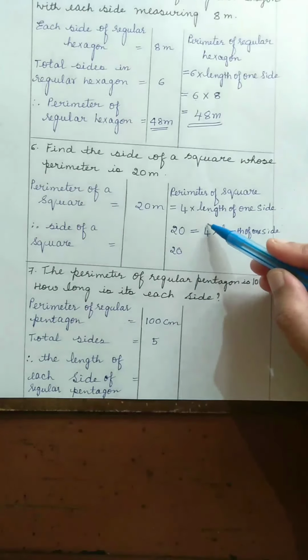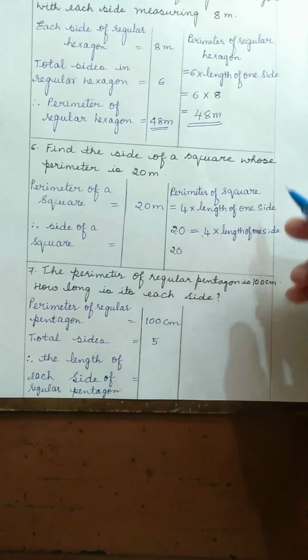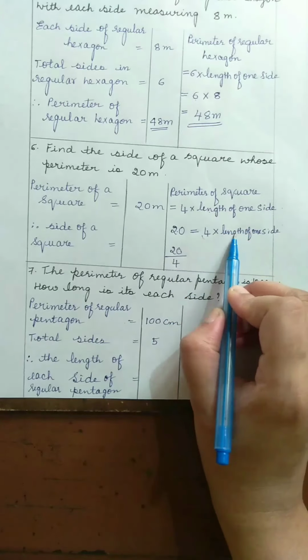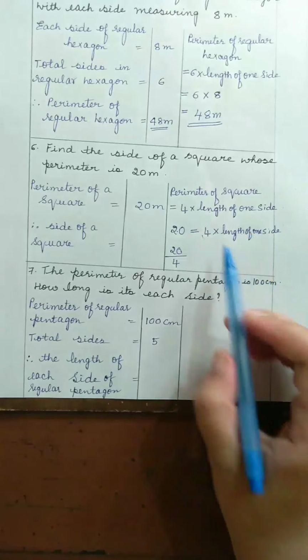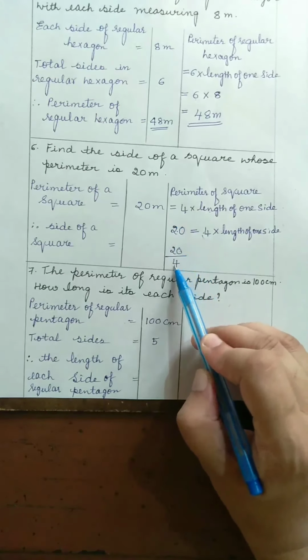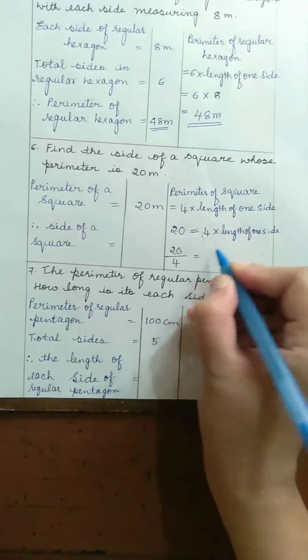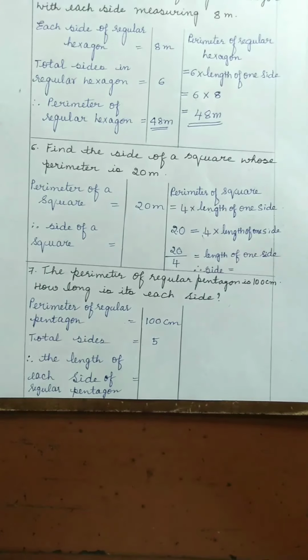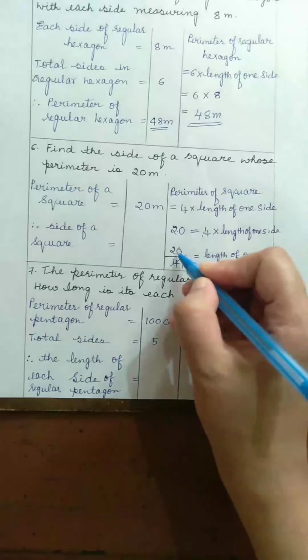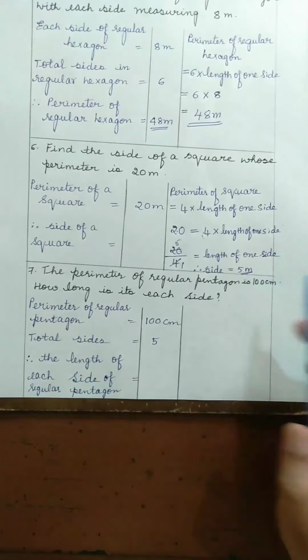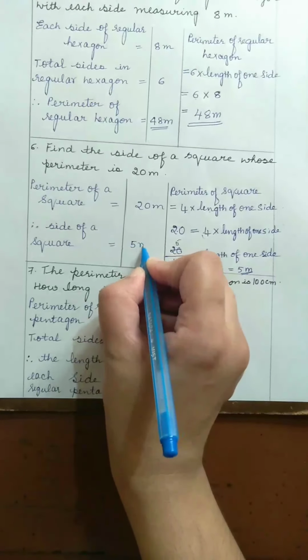Therefore, this 4, while taking to the other side, will be divided by 4, because here we have 4 into length of one side. Therefore, it will be 20 by 4 equal to length of one side. 20 by 4: 4 ones are 4, 4 fives are 20. Therefore, length of the one side is equal to 5 meter. Therefore, the side of the square is equal to 5 meter.